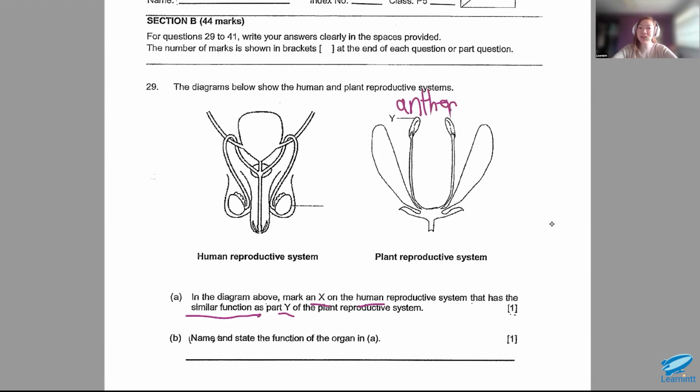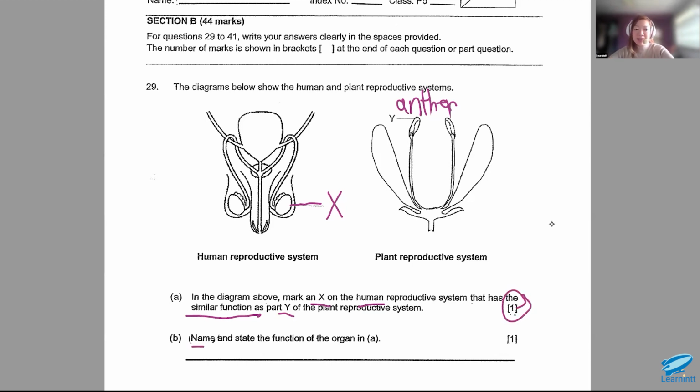So for something that has a similar function in the human, actually the male reproductive system would be the testis. Where is the testis? It's over here and marked with an X. So being able to identify that it is the testis gets you half mark. Being able to identify it from the diagram gives you another half mark. In total, it is 1 mark.